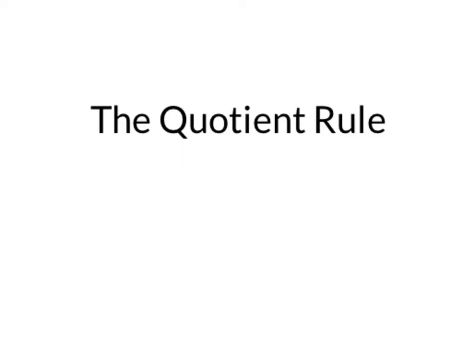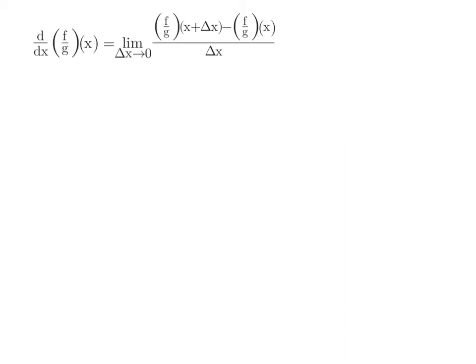Well, right after learning the product rule, we should learn about the quotient rule as well. So with the quotient rule, we're trying to find the derivative of a function that's the quotient of two other functions. So we start with our definition of the derivative: the limit as delta x approaches 0 of f over g of x plus delta x minus f over g of x, all divided by delta x.